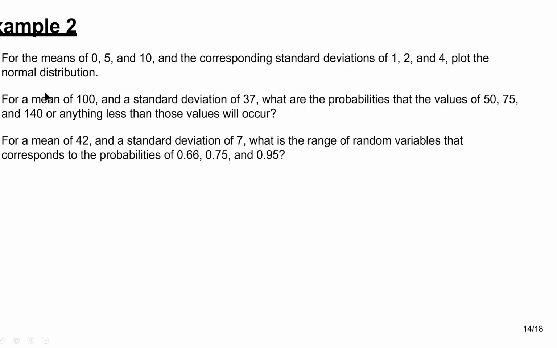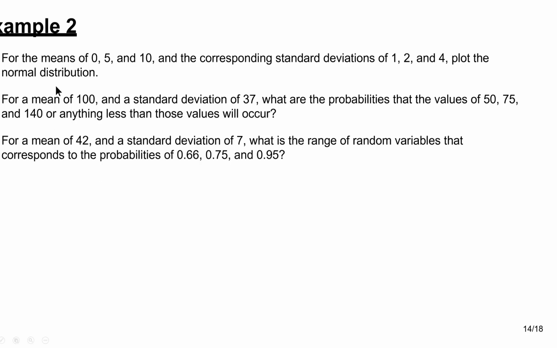Part B, we have a given mean, 100, a given standard deviation, which is 37, and then we want to know the probabilities that 50, 75, and 140 or anything less than those will occur. So we'll have to draw a picture of what that's talking about. And then C, we have a given mean and standard deviation, and then what's the range of random variables that correspond to different probabilities. So kind of working problem B backwards.